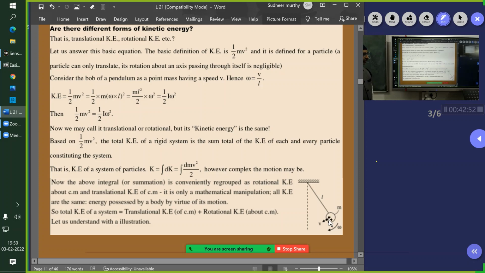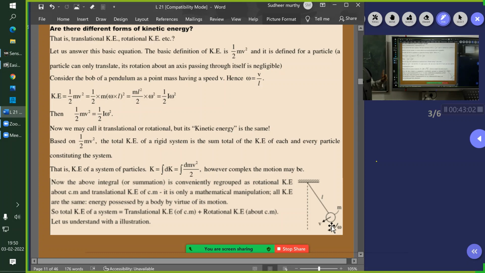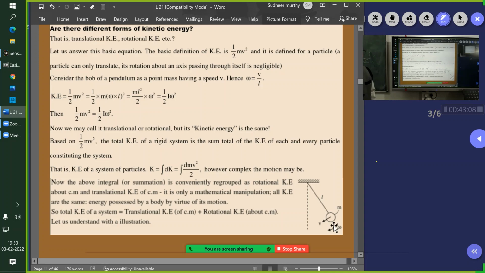For a bob, you can either consider it like this or like this. We have derived the time period of the bob, if you remember, by writing both the equations, treating it as translational motion or as rotational. I hope you remember this. Already we have used it.